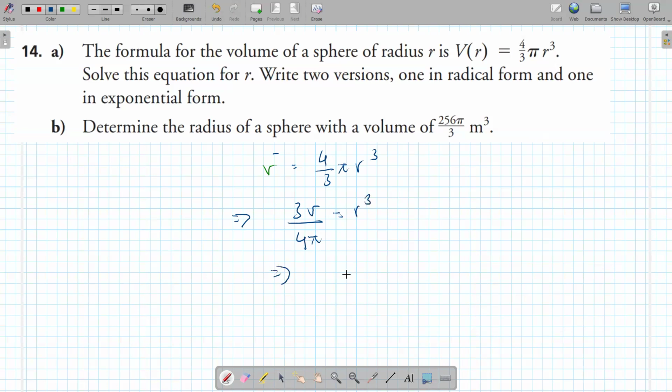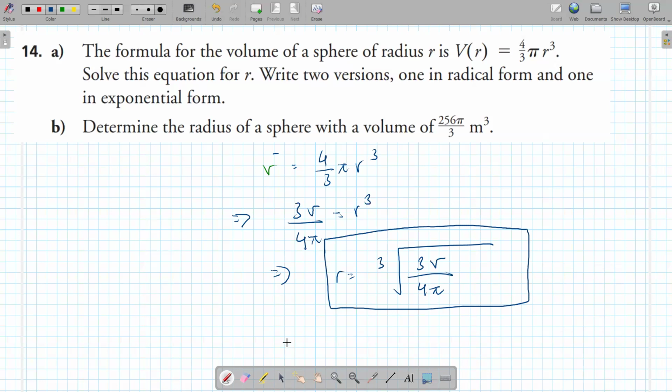We're trying to solve for r. You cube root both sides. So therefore the radius is the cube root of 3 times the volume over 4 pi. Yeah? That's part A. Part B says determine the radius when the volume is given. So is this our V or is that our r? It's our V.